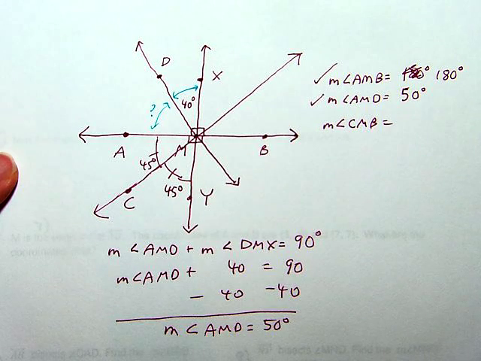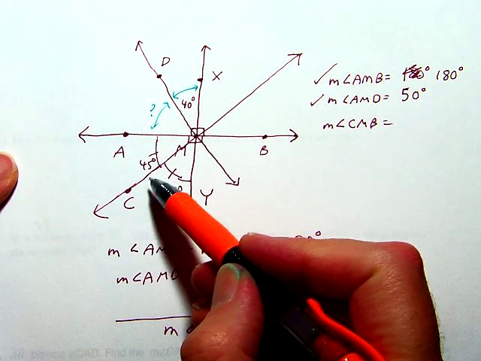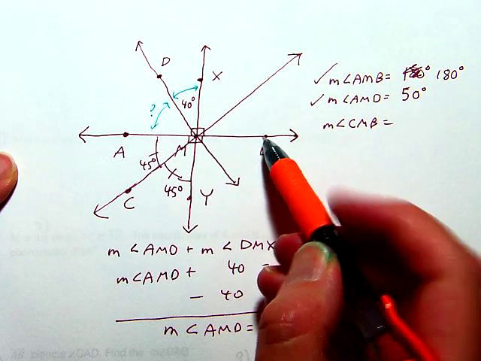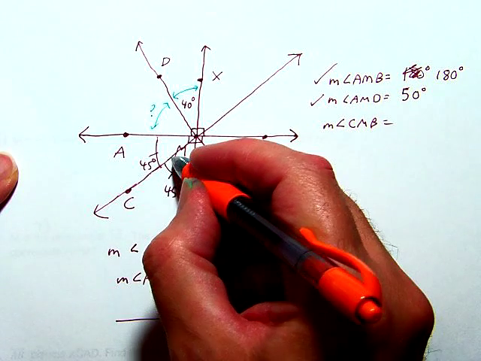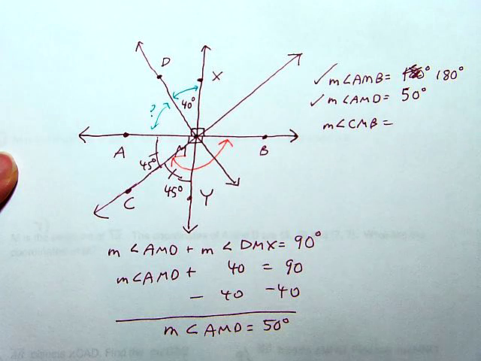That leaves only one more angle to be found, and that is the angle CMB. So let's draw in angle CMB so we're sure we know what we're talking about. C is here, M is here, and B is over here. So we're talking about the angle that stretches from here to there. Okay, that is the final angle we have to figure out. And it's going to take us a little bit of work to figure this one out.